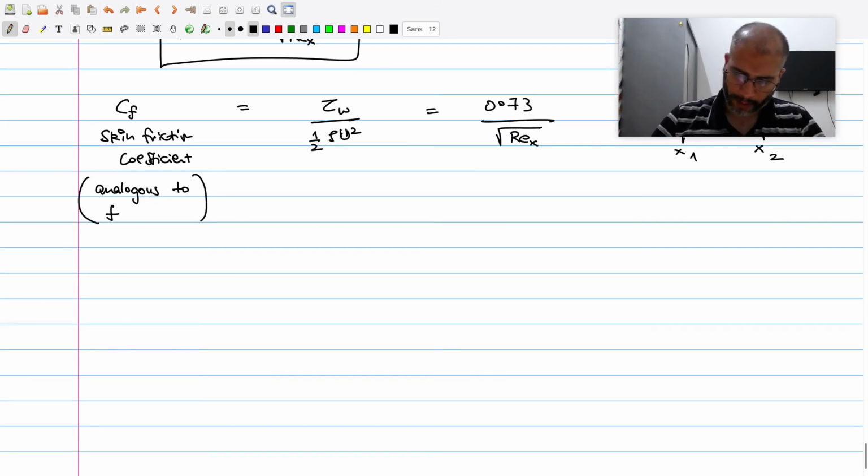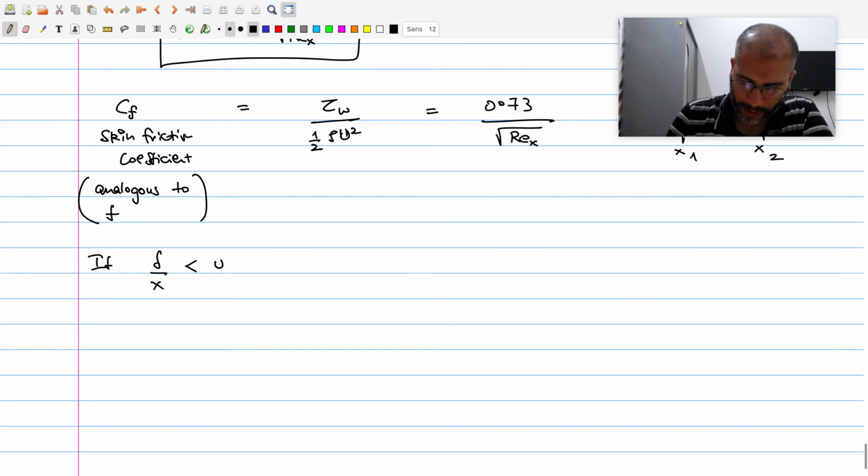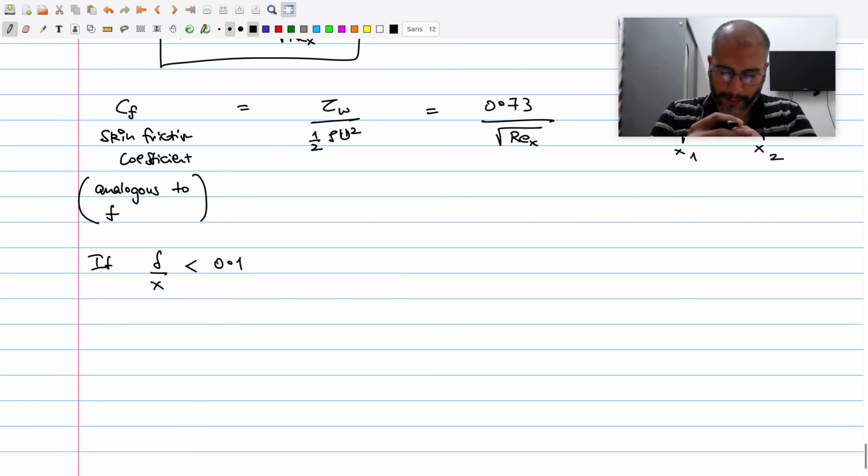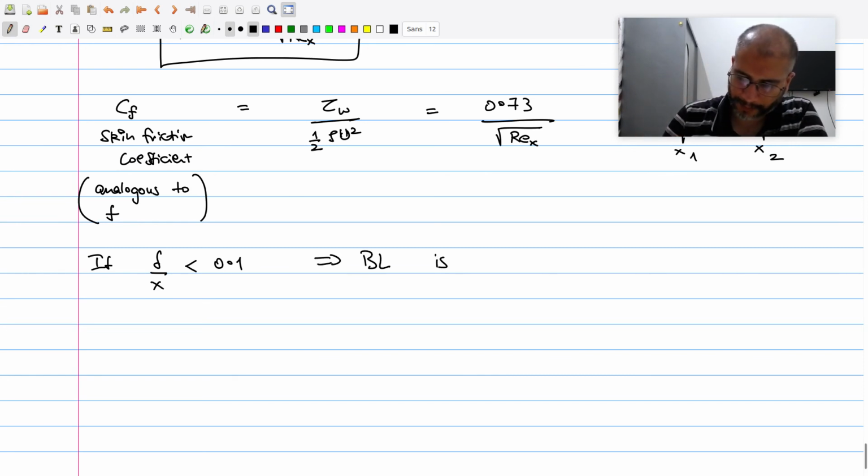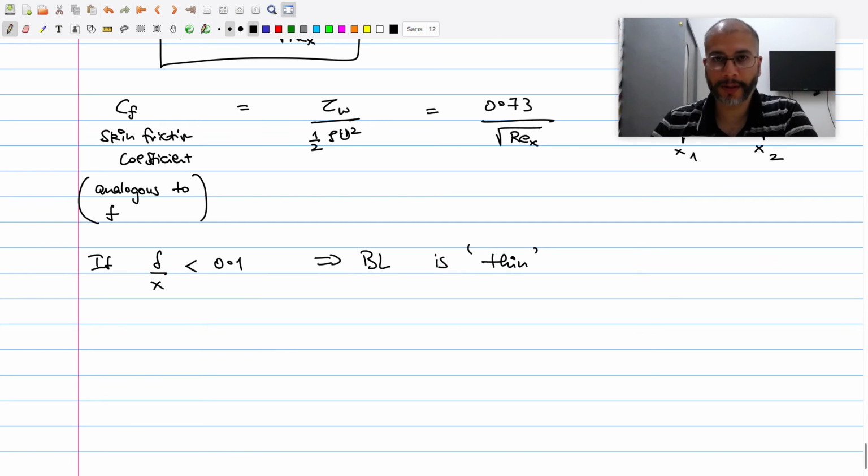I also want to talk about one more idea before moving on to the next subtopic. If delta by x is less than 0.1, it gives us some sense of the thickness of the boundary layer. I'm not just talking about the thickness by itself, I'm talking about a ratio of this thickness to the length. Then we say that the boundary layer is thin. We don't call a boundary layer thin based on delta alone, it's the ratio of delta to the length of the plate or the length of the section we are talking about.